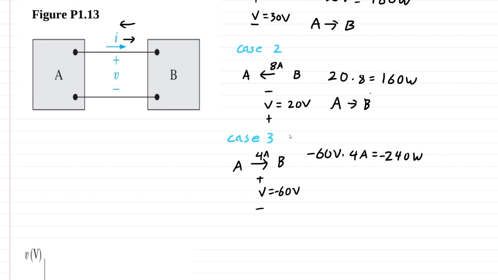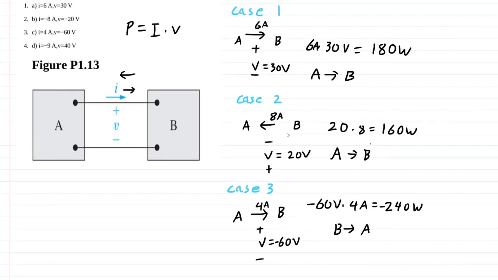It means that the circuit inside of box B is delivering power. It's supplying power that box A is dissipating. So that means that the power is going from B to A, or it's being transferred by the wires, I should say.